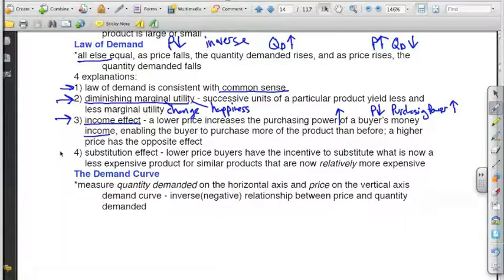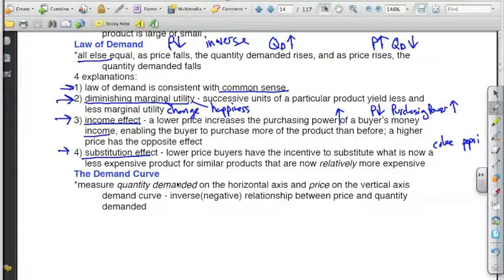Fourth, our substitution effect says that the lower the price is, the more buyers are going to have the incentive to move to that now less expensive product, and move away from those that are relatively more expensive. So say I go to the store and I have a choice between Coke and Pepsi. Given that each one's a cola and just makes me equally happy, I'm just going to choose whichever one has the lowest price.